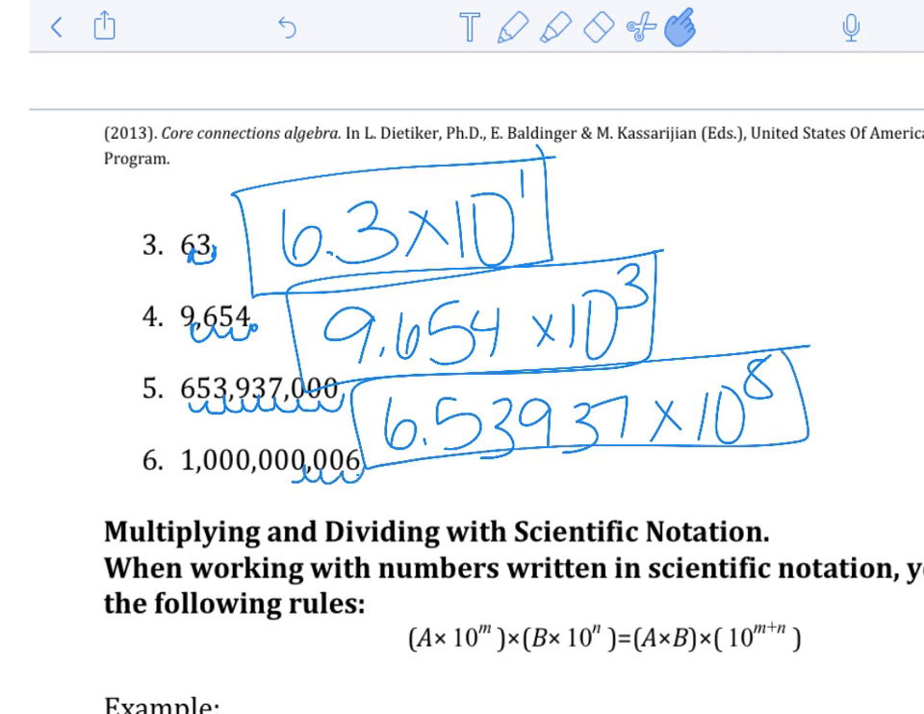1, 2, 3, 4, 5, 6, 7, 8, 9. So 1 point, all these zeros. 1, 2, 3, 4, 5, 6, 7, 8, and then a 6. Times 10. Now I just lost my train of thought. 1, 2, 3, 4, 5, 6, 7, 8, 9. Okay, so the assignment is to work on the IXL with our scientific notation.